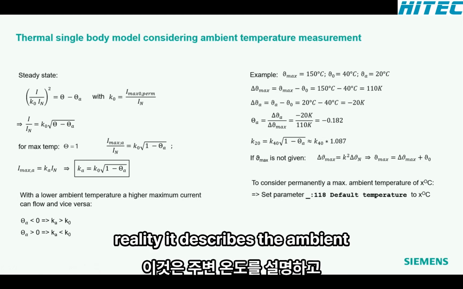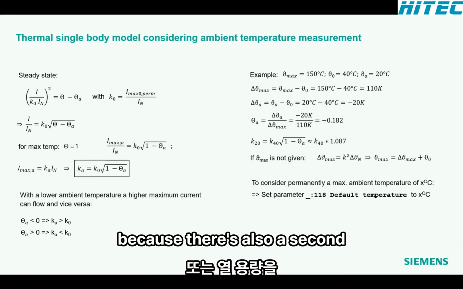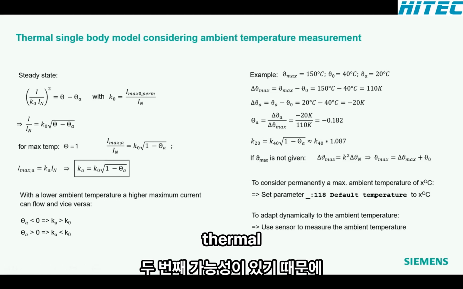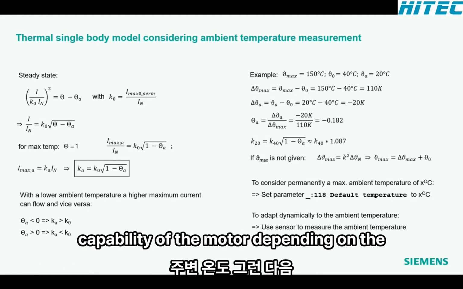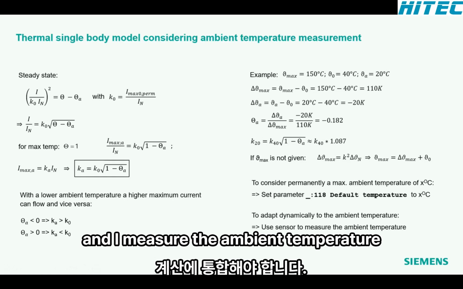In reality, it describes the ambient temperature. And it's called default temperature because there's also a second possibility. I can adapt dynamically the thermal capacity or the thermal capability of the motor depending on the ambient temperature when I use a sensor and I measure the ambient temperature.